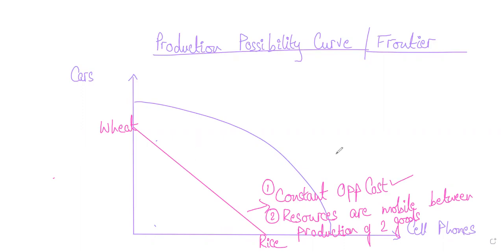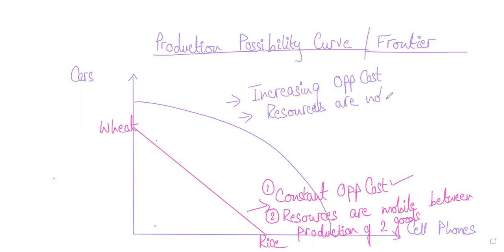Okay. Now moving on to the other type of production possibility curve, which is basically a curve. It has increasing opportunity cost, right? So there are two features for that. Again, there is increasing opportunity cost, and the second one is that resources are not mobile or transferable between the production of two goods. Resources are not mobile, which means that you can't switch resources between the production of the two goods, right? Are you getting me?